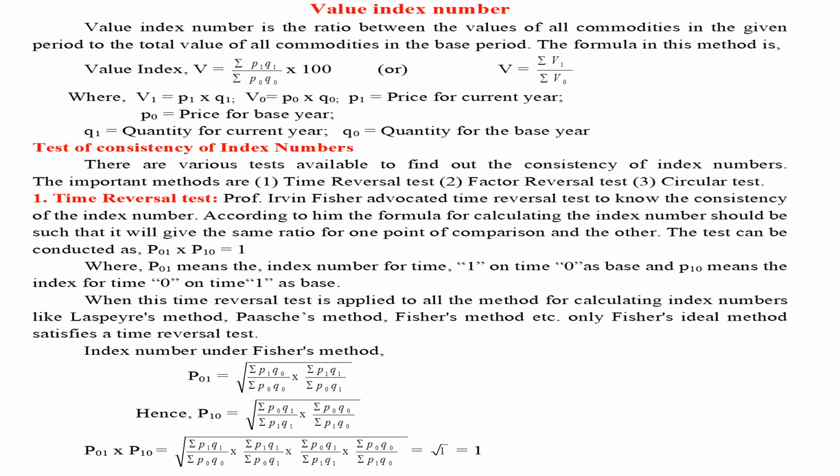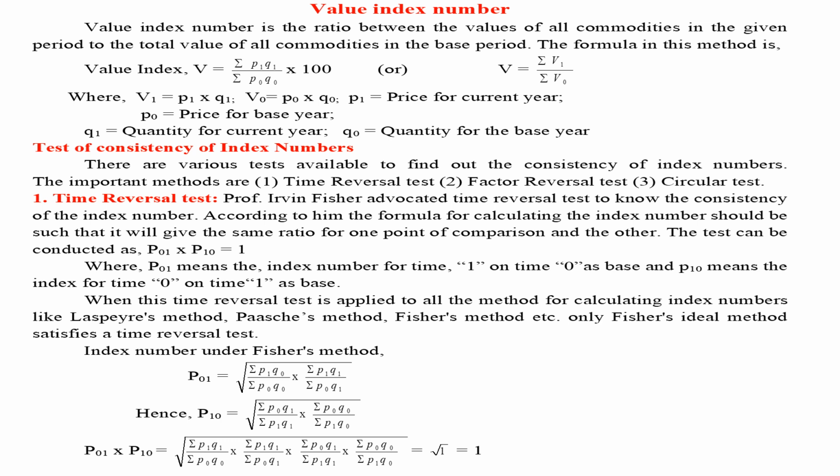Value index number. The value index number is the ratio between the values of all commodities in the given period to the total value of all commodities in the base period. The formula in this method is mentioned here. Test of consistency of index numbers. There are various tests available to find out the consistency of index numbers.